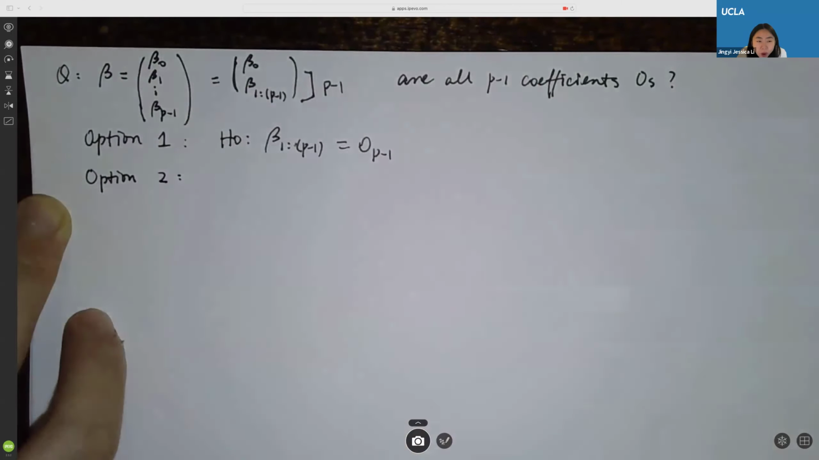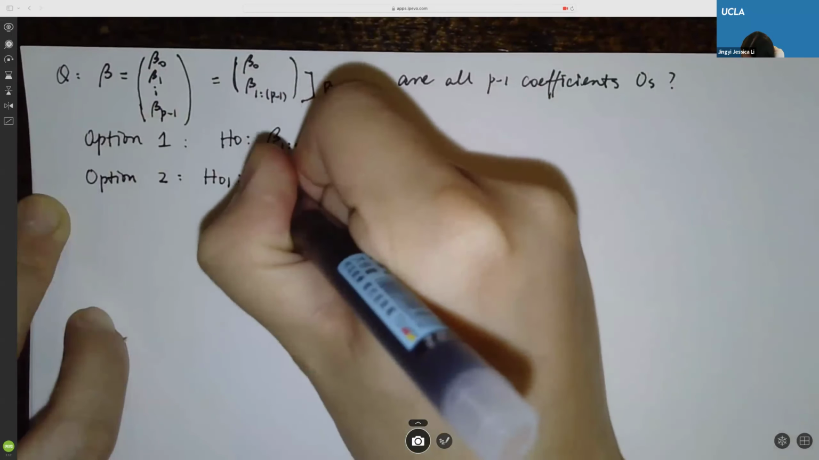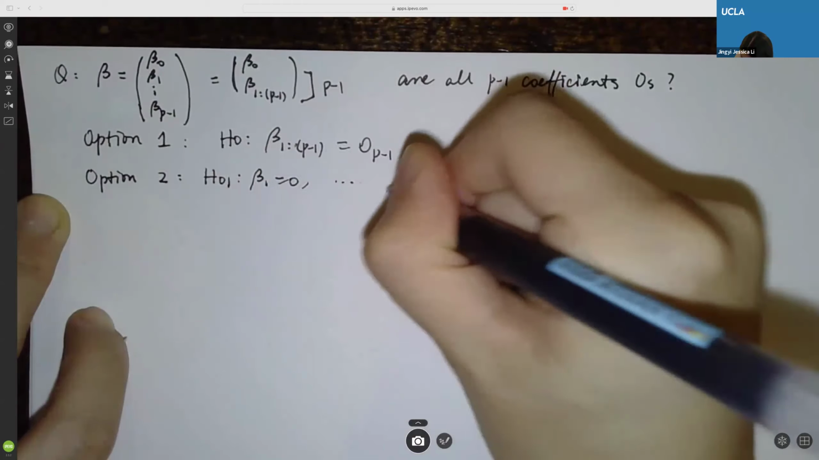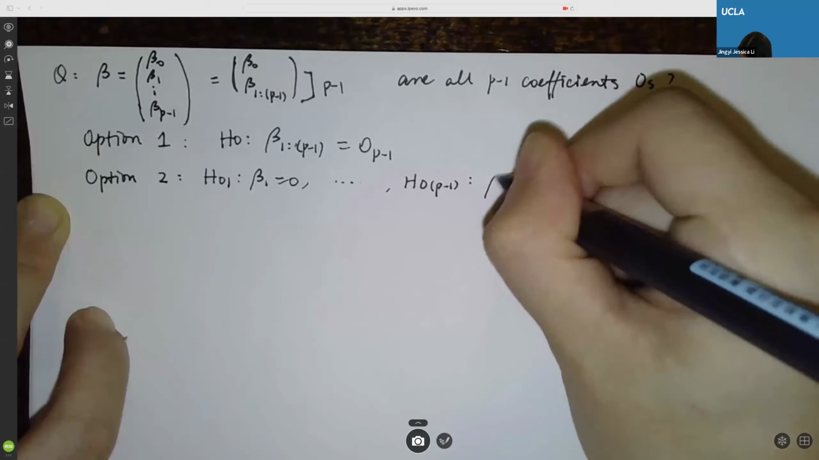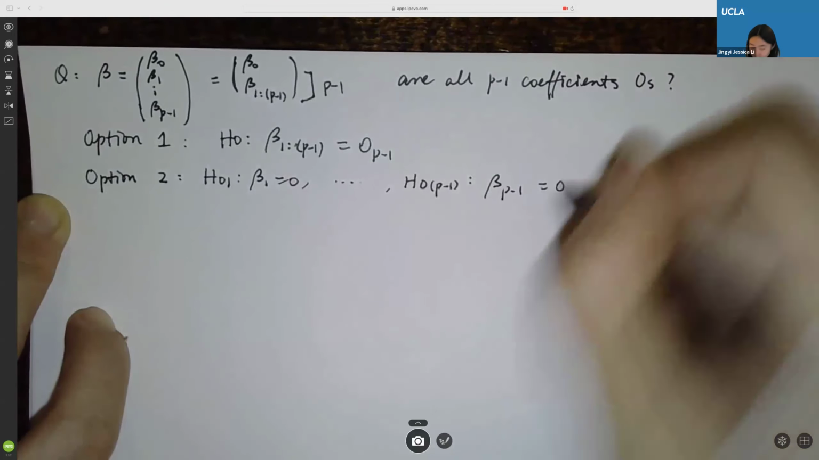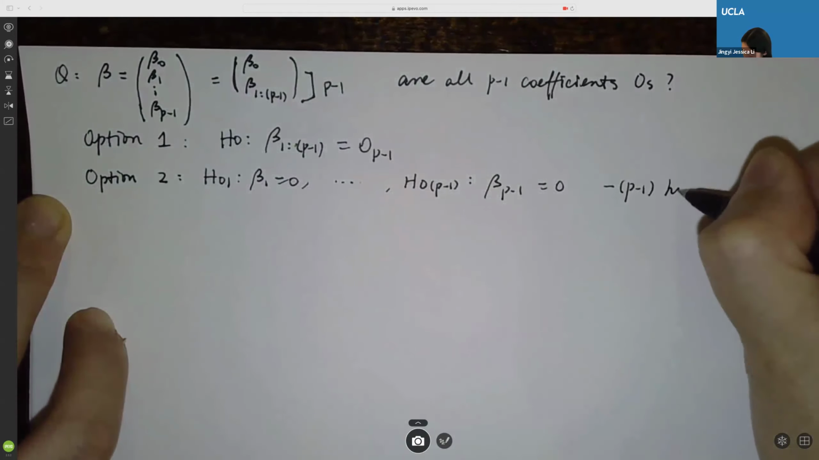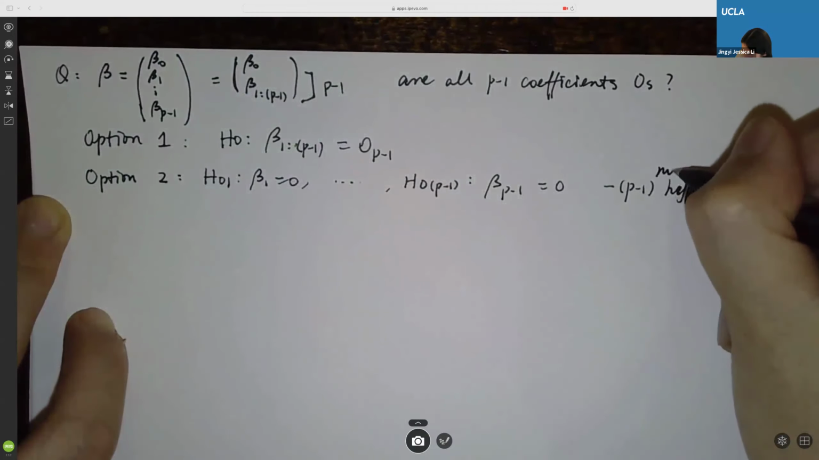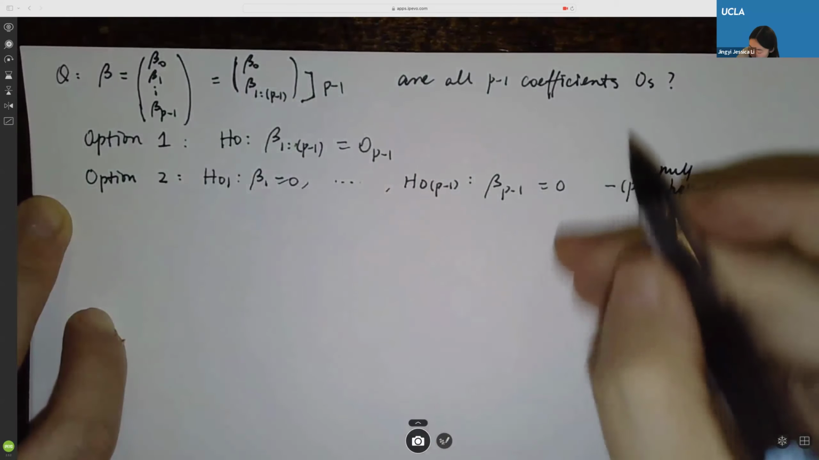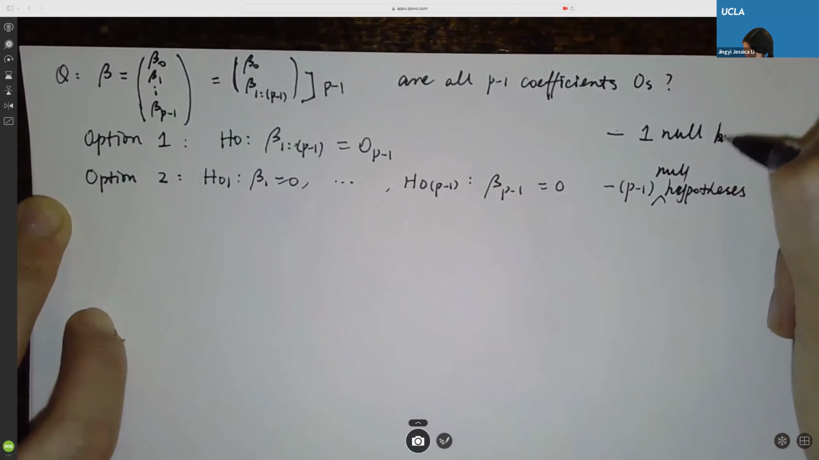The second way is that I can set up multiple null hypotheses, one for each coefficient. So how about I have H01 as beta 1 being 0, up to H0 p minus 1 as beta p minus 1 equals 0. If I do it this way, then I would have p minus 1 null hypotheses, while for the top one, I will only have one null hypothesis.